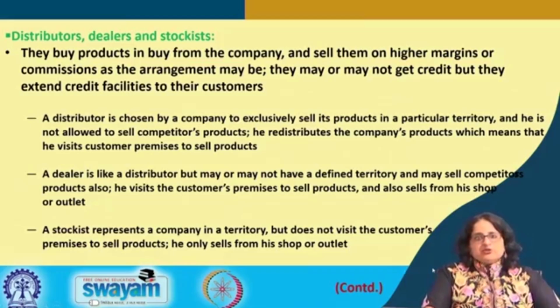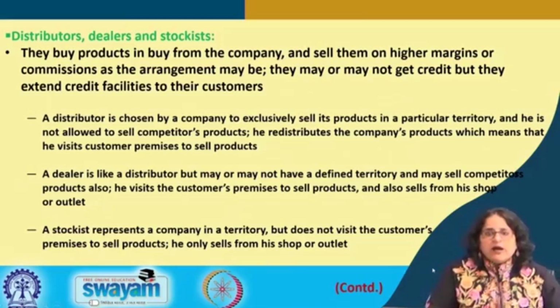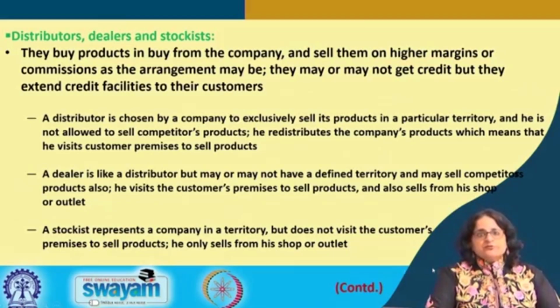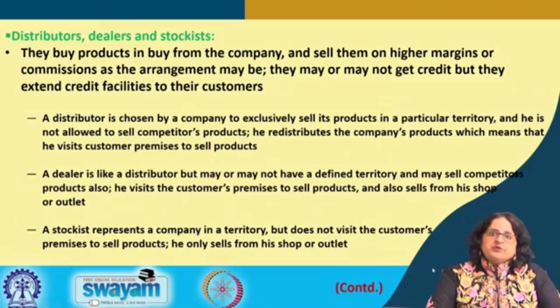Then we have the distributors, dealers and stockists. Now they buy the goods from the company in bulk, and they sell them at higher margins or commissions, as the arrangement may be. These may or may not get credit from the company, but they extend credit facilities to their customers. A distributor is one who is chosen by a company to exclusively sell its products in a particular territory, and he is not allowed to sell the competitor's products. He redistributes the company's products, which means that he would visit the customer's premises and go and sell those products there.